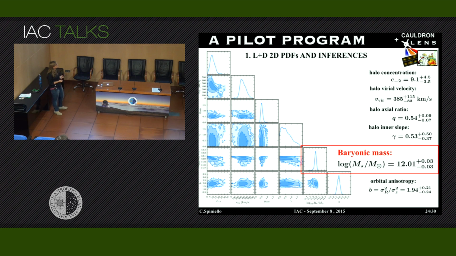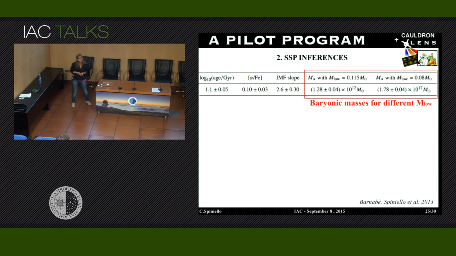And here I want you to focus on the baryonic mass, because this is the quantity we're going to use with the stellar population analysis to combine them and to get the IMF. For this particular galaxy, which is one of the most massive with a velocity dispersion of 330 kilometers per second, we get 10 to the 12 solar masses. Then, exactly in the way I just described, by comparing simple stellar population model line indexes with galaxy line indexes, we got the best fit age, the best fit alpha to iron, and the best fit IMF slope. Using isochrones and the Dartmouth code, for those parameters and by assuming different cutoff masses, we can get different mass to light ratios.